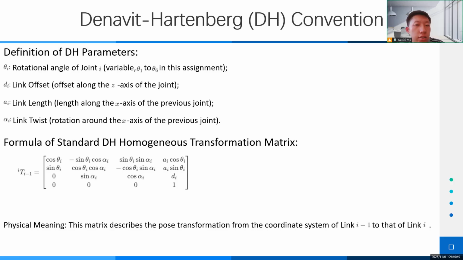Then there's the standard DH homogeneous transformation matrix. What does it do? It describes how the pose changes from the coordinate system of link i-1 to link i.